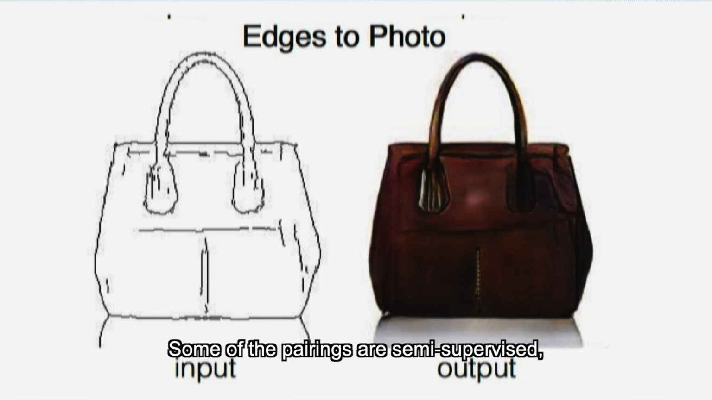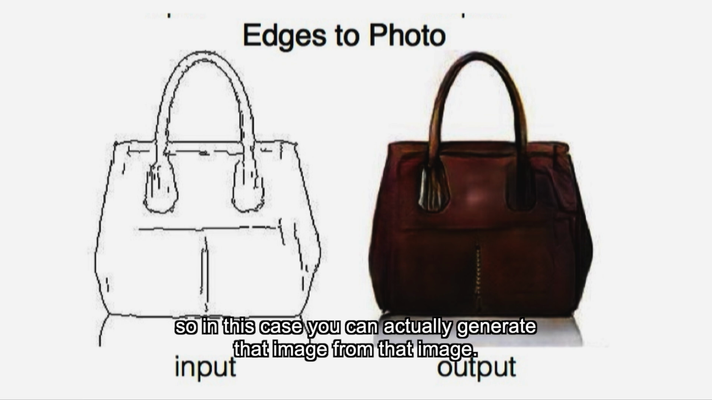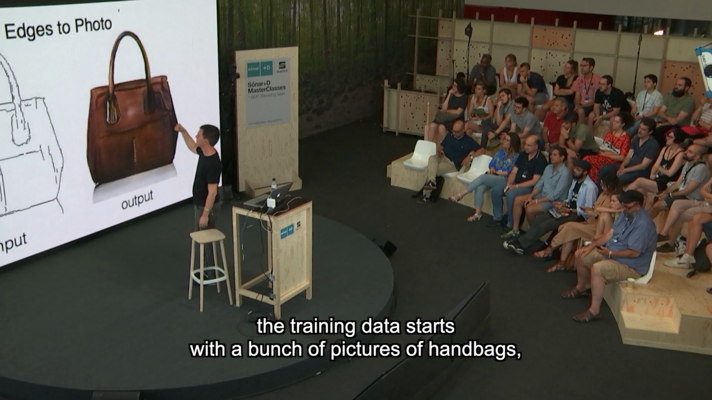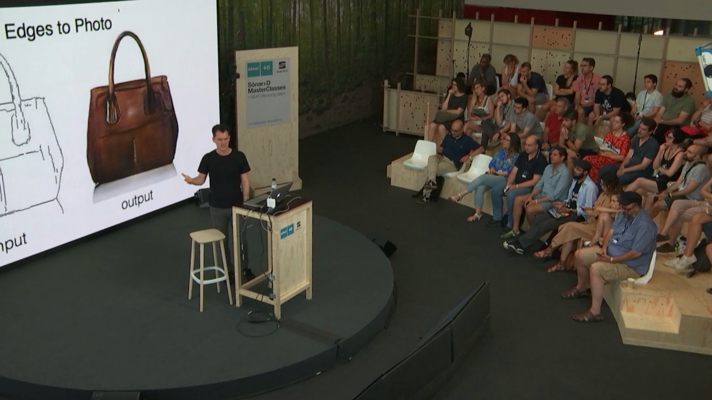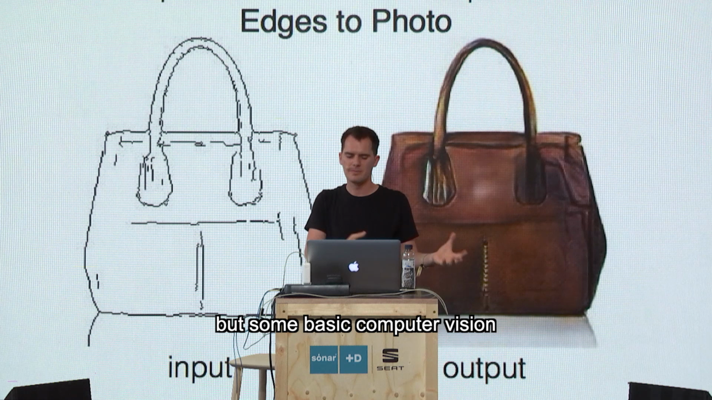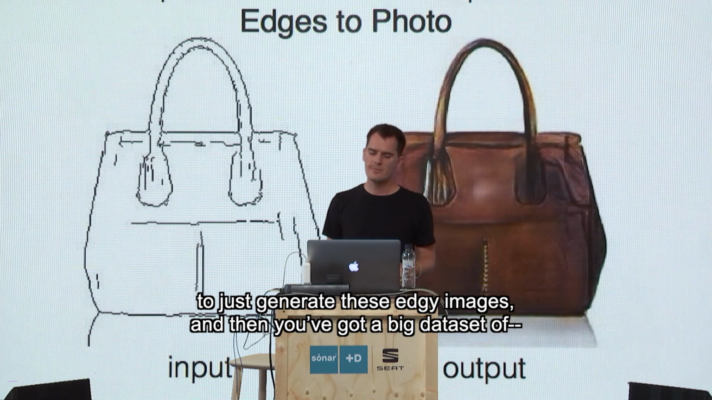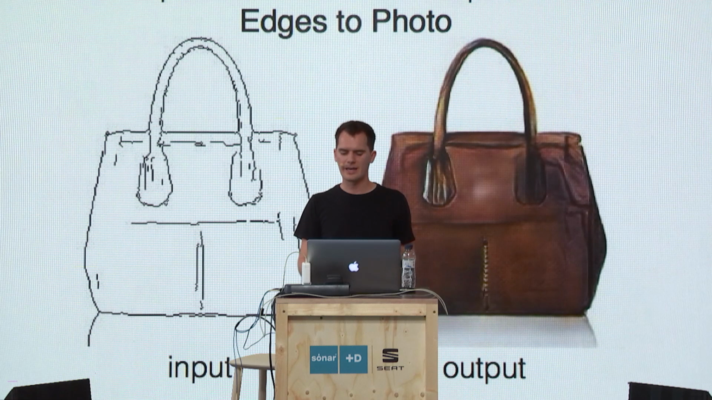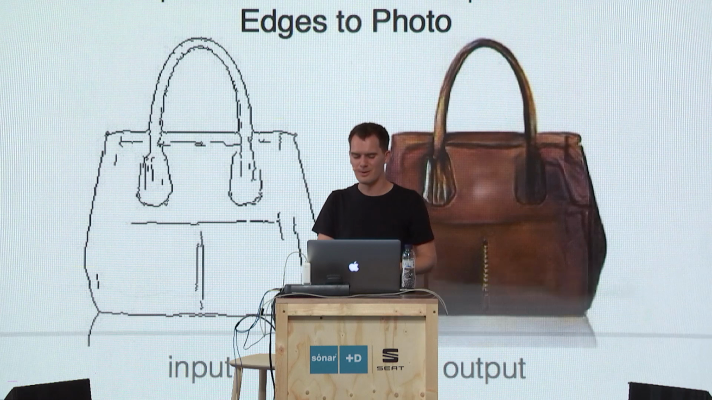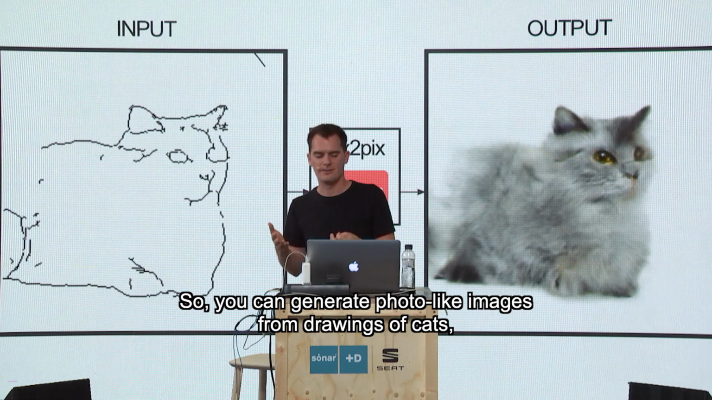But some of the pairings are semi-supervised. So in this case, you can actually generate that image from that image. Remember I showed that earlier, where you generate one way and then flip the arrow? In this case, the training data starts with a bunch of pictures of handbags, right? Then they do some really basic computer vision, the same thing you can do in Photoshop, to generate these edgy images. Then you've got a big data set where, from these edges, you generate something that's photo-like. So anything that's a set of photos that's self-consistent, you can do this with. So you can generate photo-like images from drawings of cats or whatever this thing is.